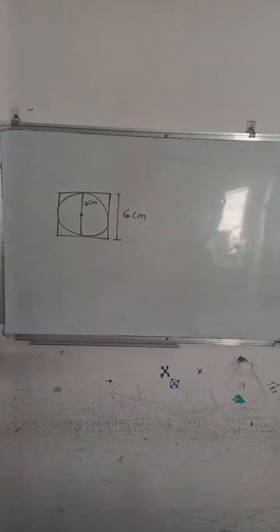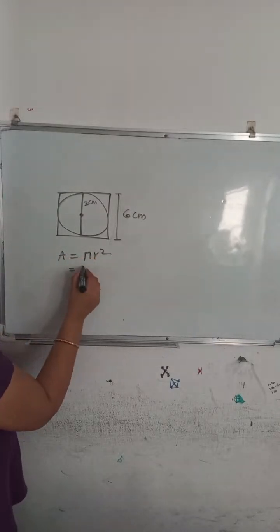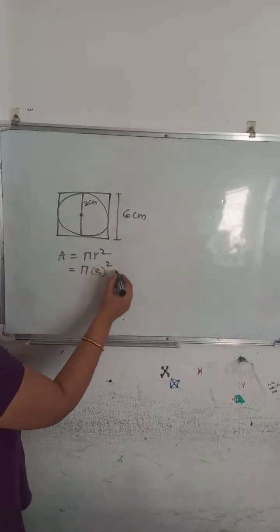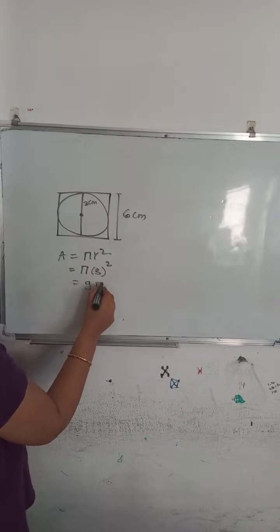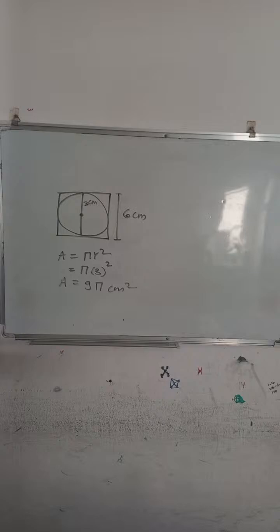Okay, and they are asking what? Area of the circle. Area of the circle is nothing but pi r square. So pi I will keep as it is. Radius should be 3 here, 3 square. That is nothing but 9 pi is the answer, centimeter square. Okay, so simple questions are there.